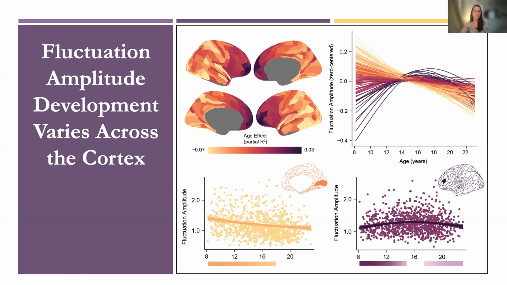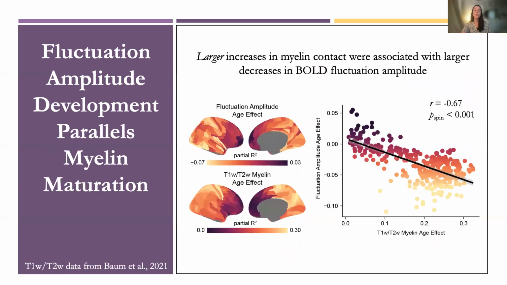Higher order association cortices like the DLPFC, on the other hand, tended to show inverted U-shaped curves suggestive of heightened synchronized activity in early adolescence. We next tested whether developmental change in BOLD fluctuation amplitude was related to the maturation of intracortical myelination, which is a very well-established plasticity limiting factor.